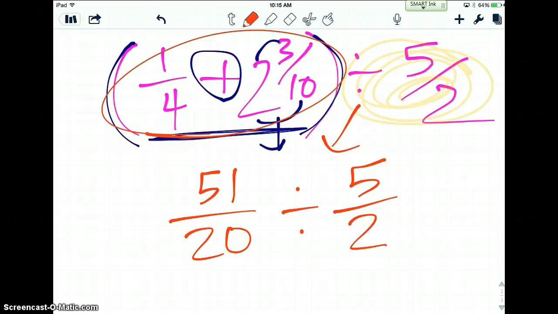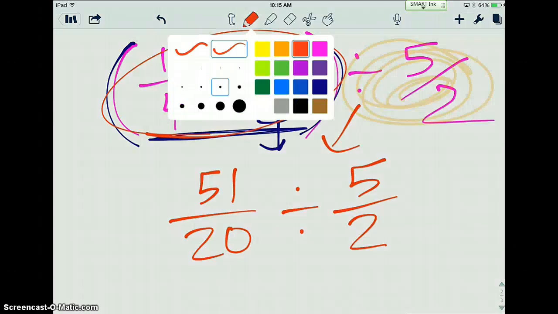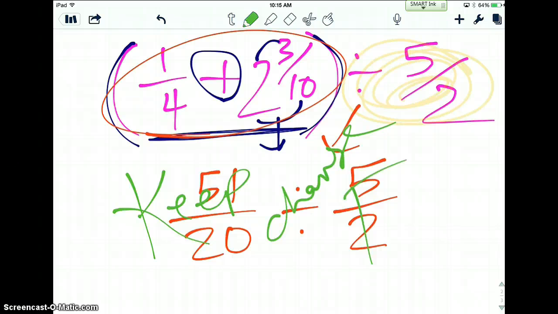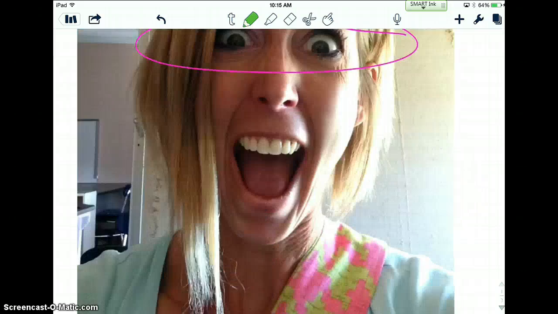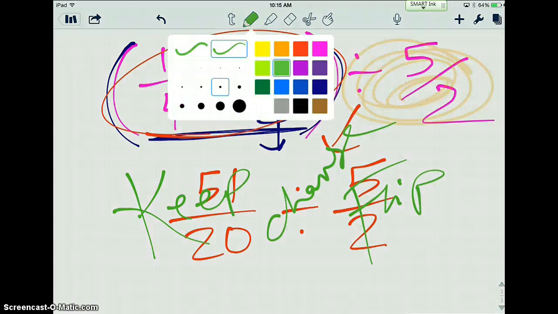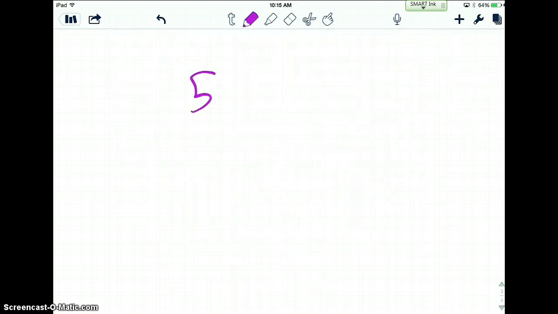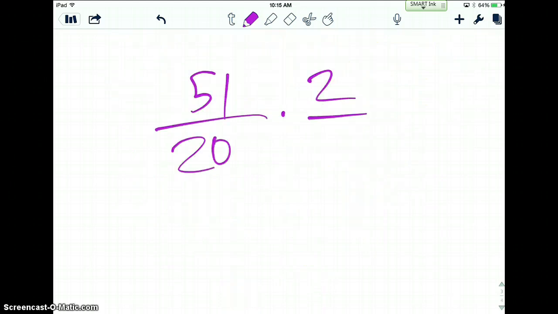All right, so now this is my final step. And what do I need to do? We have some division happening with fractions, so we keep, change, flip. So hopefully you are watching this. Keep, change, flip. So I'm going to keep 51 over 20. I'm going to change division to multiplication. And I'm going to flip 5 over 2 to 2 over 5. And now we are not done. So 51 over 20 times 2 over 5.